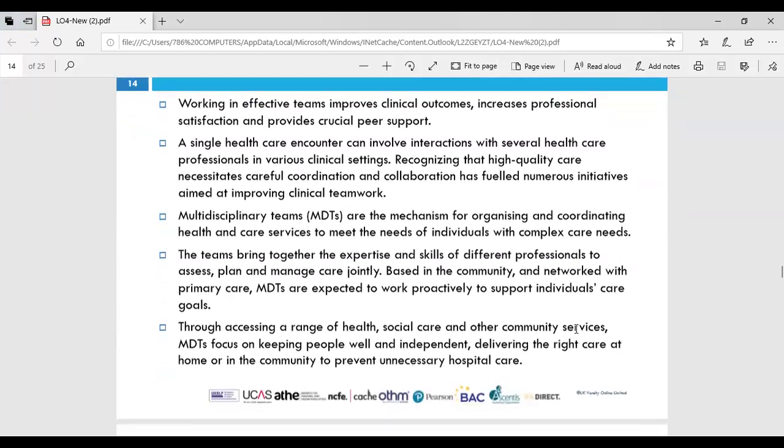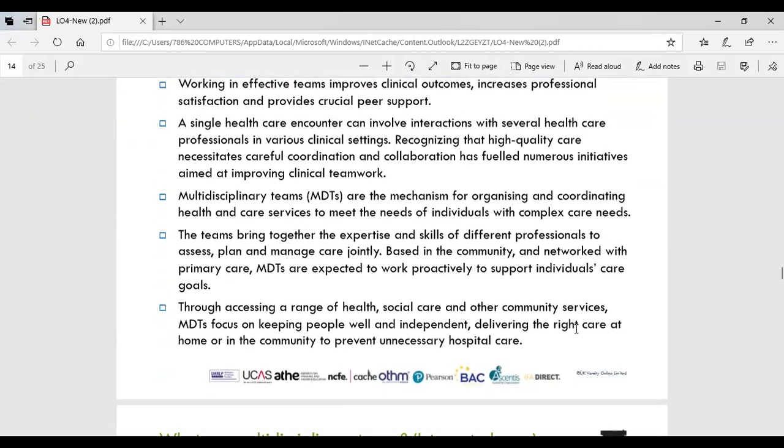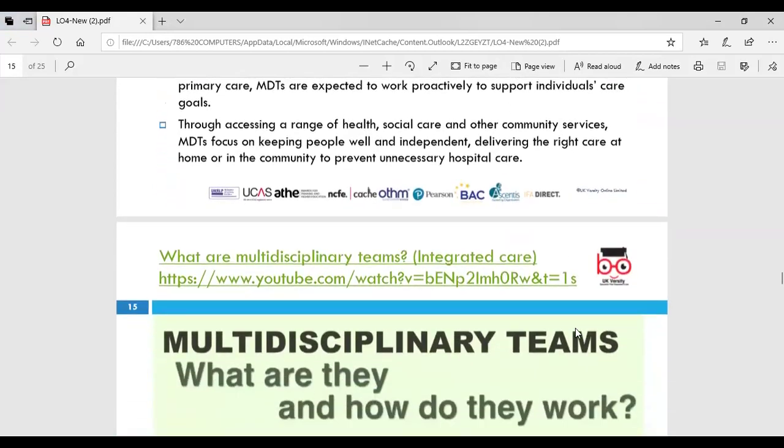Teams bring together the expertise and skills of different professionals to assess, plan, and manage care jointly. There are examples that they have through their experiences. Multidisciplinary teams are expected to work proactively to support individuals' care goals. When accessing a range of health, social care, and other community services, these teams focus on keeping people well and independent, keeping the services patient-centered and delivering the right care at home or in the community, wherever it is required, in order to prevent unnecessary hospital care.